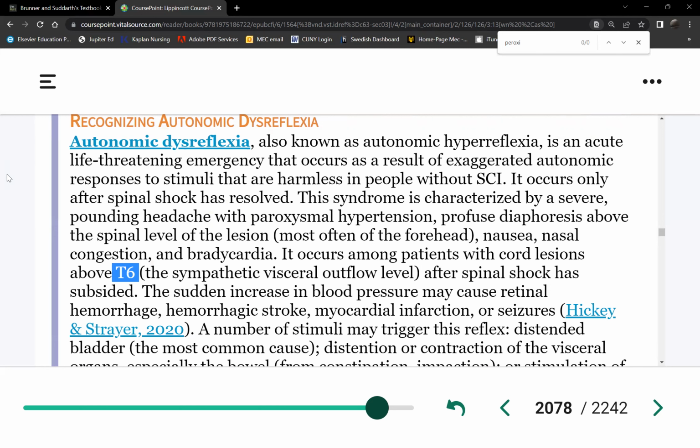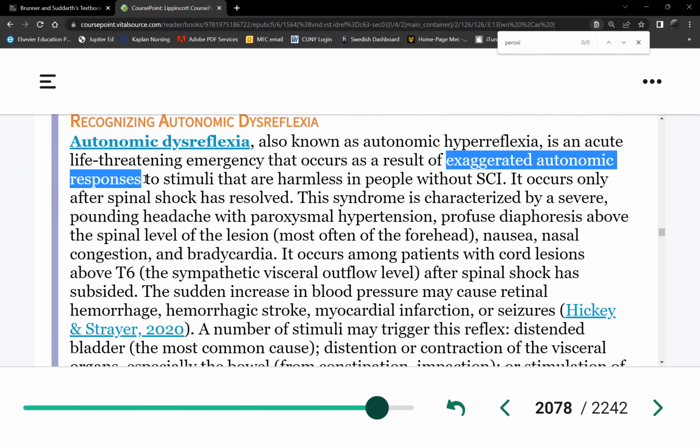What does this involve? This is a hypertensive emergency, and it's life-threatening. What happens is they experience an exaggerated autonomic response, specifically a sympathetic response. Now, the triggers here, no, those are signs and symptoms. The trigger here is usually something painful, such as a full bladder.